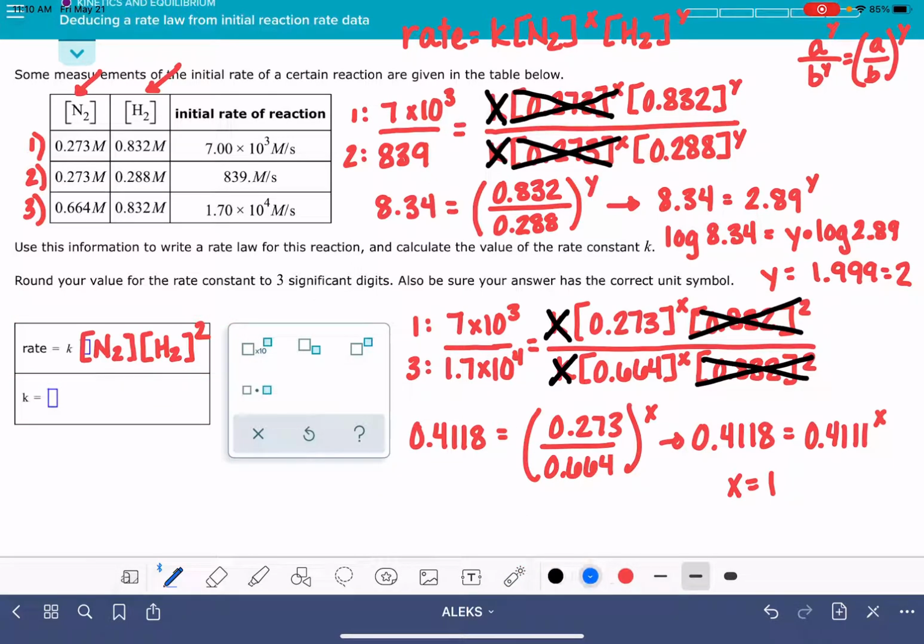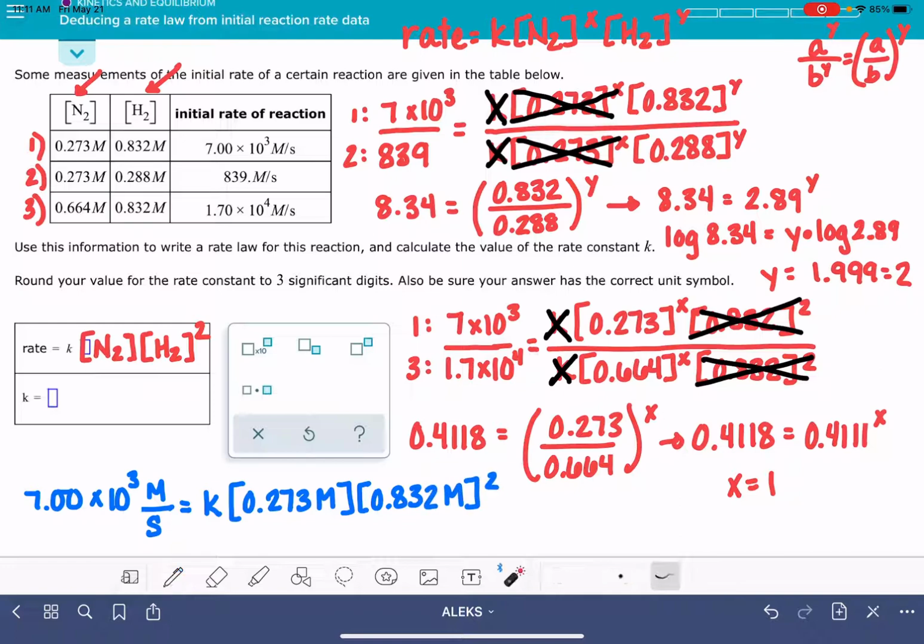So we're going to say, I'm going to do this in a different color. The rate is 7.00 times 10 to the 3, and this time we do want to pay attention to our units, so I'm going to include the units. Molarity per second. And that is going to be equal to our rate constant, which we don't know, times the concentration of N2, which is 0.273 molar, and the concentration of H2, which is 0.832, also molar, and remember that that's getting squared because we determined that that was its exponent right there.